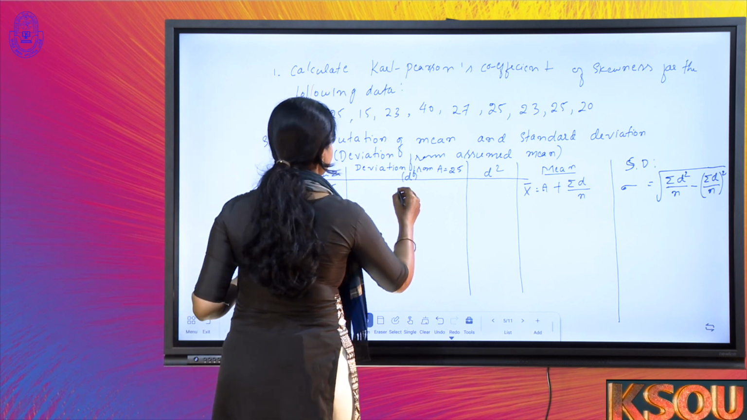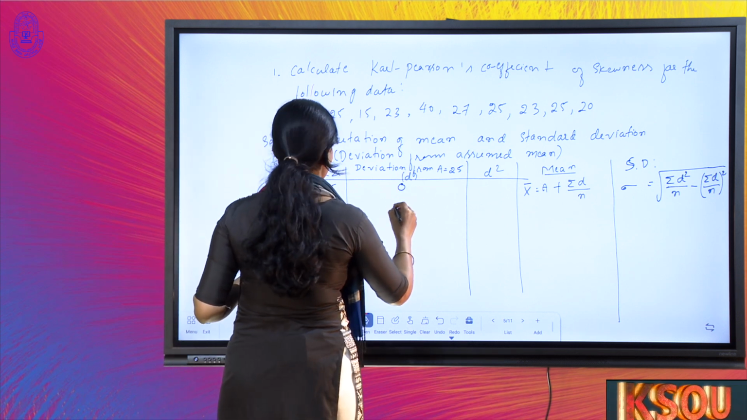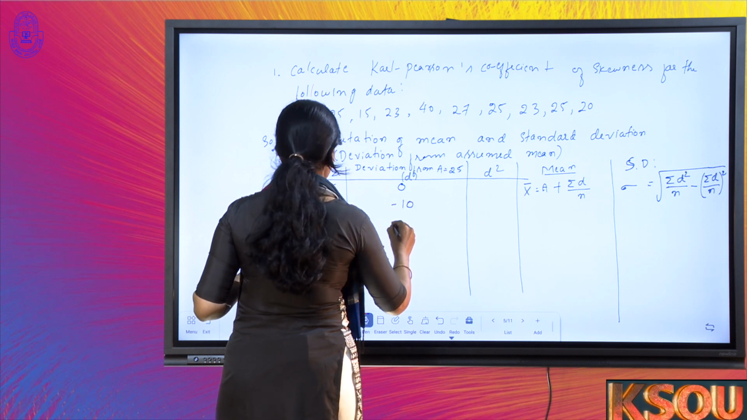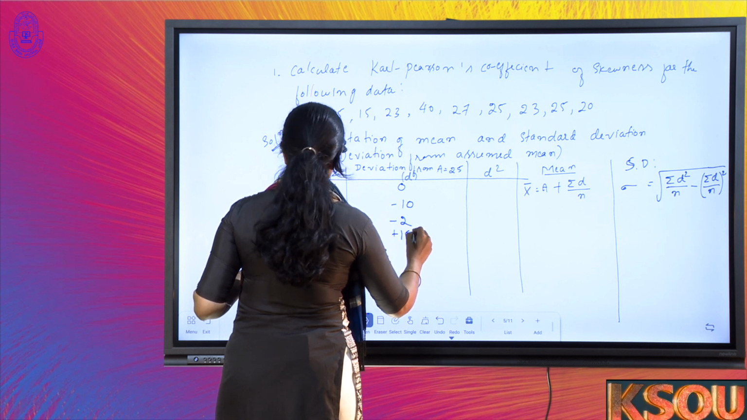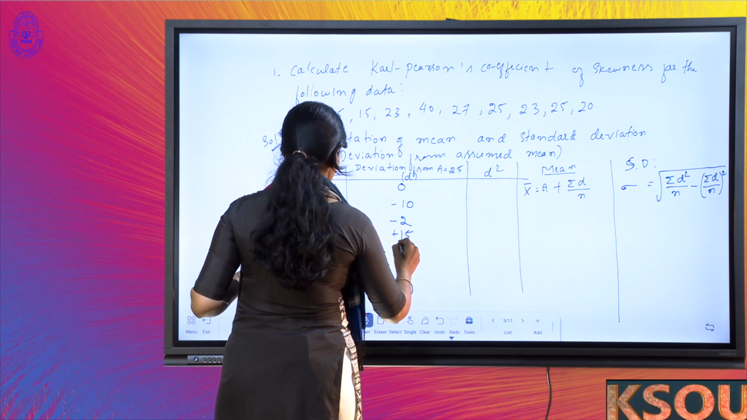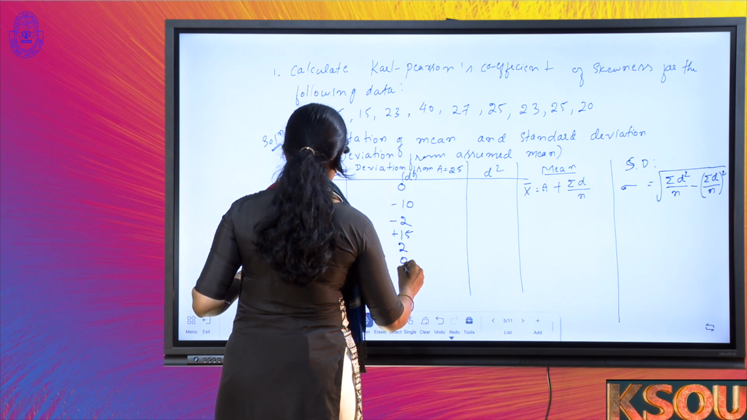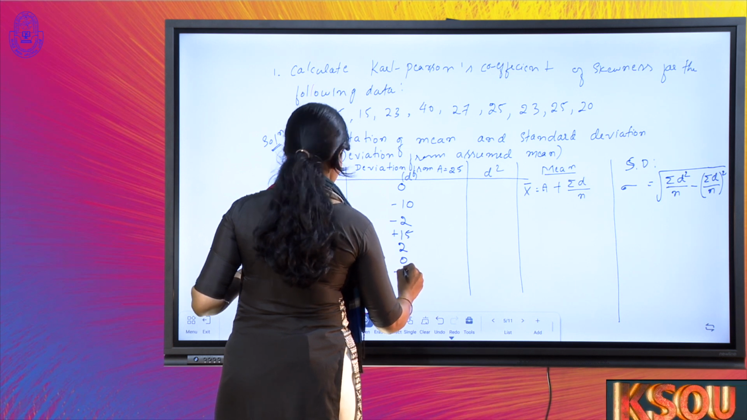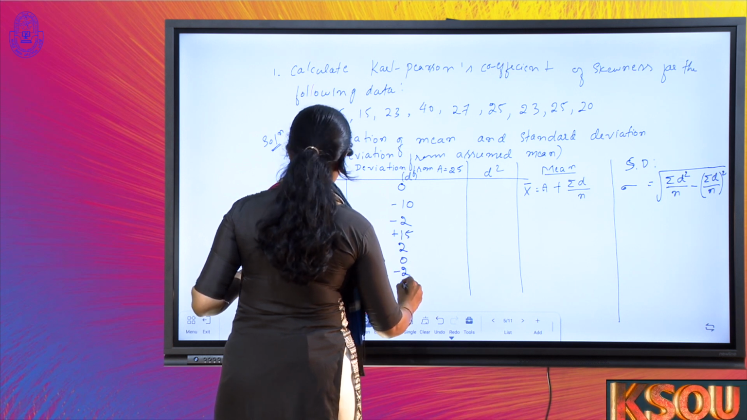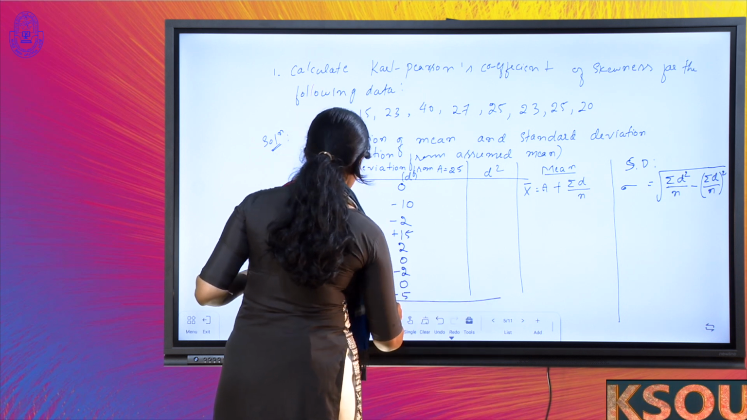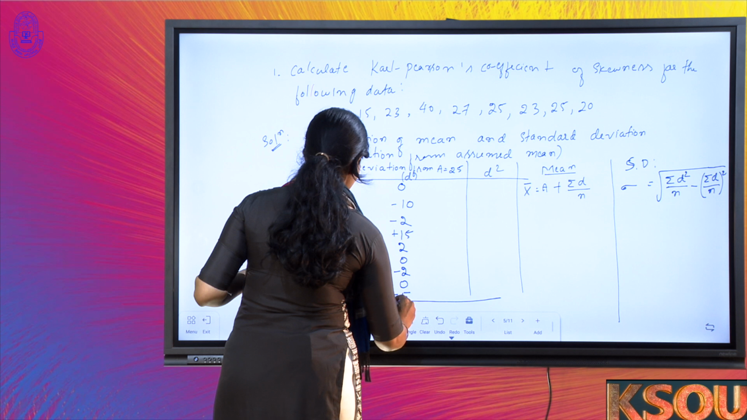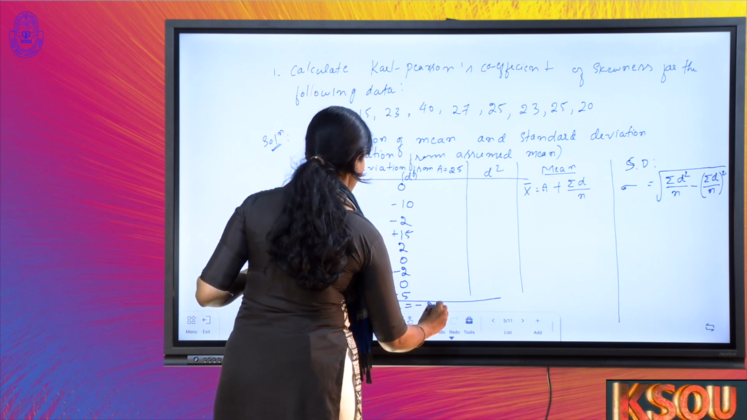So, you will be getting the values like 0, minus 10, minus 2, plus 15, 2, 0, minus 2, 0, minus 5. So, take the summation value here. So, summation d is equal to minus 2.